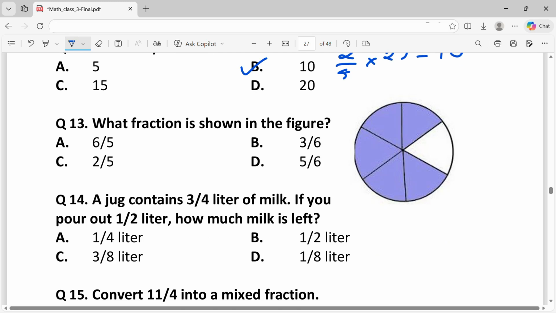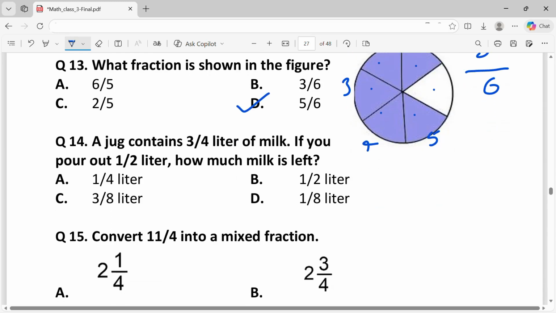Question 13. What fraction is shown in the figure? The fraction shown, the denominator is the total number of pieces, that is 1, 2, 3, 4, 5, 6. And the numerator is the number of shaded pieces, that is 1, 2, 3, 4 and 5. So the fraction is 5 upon 6, that is option D.